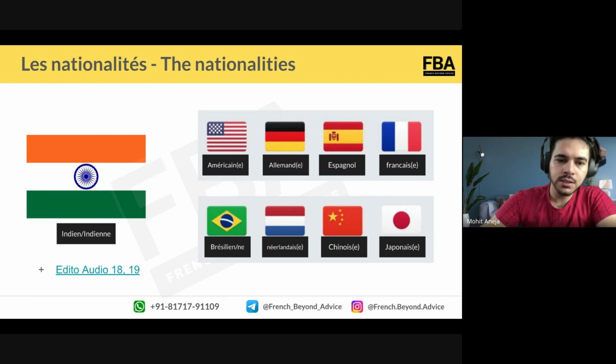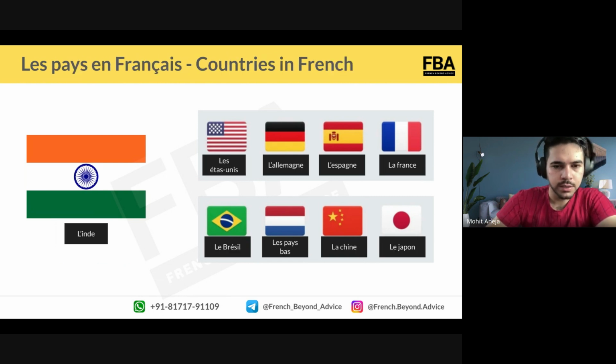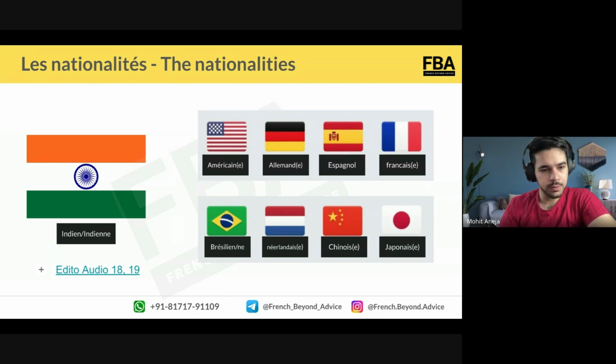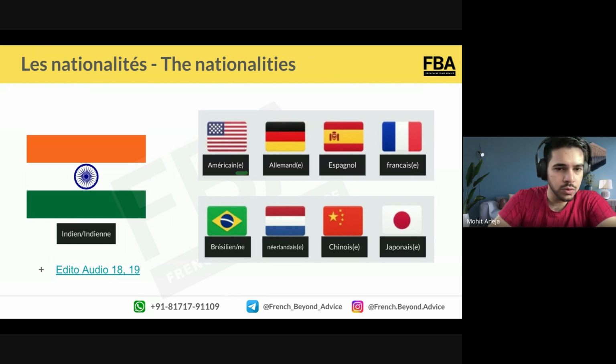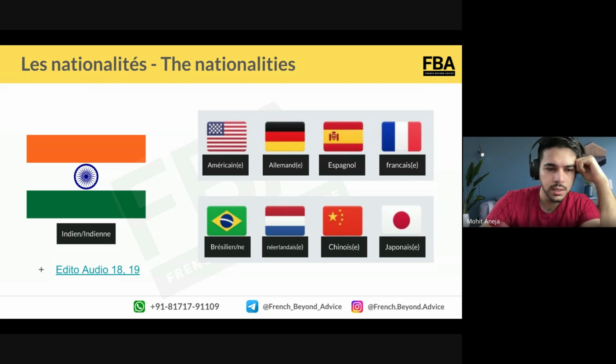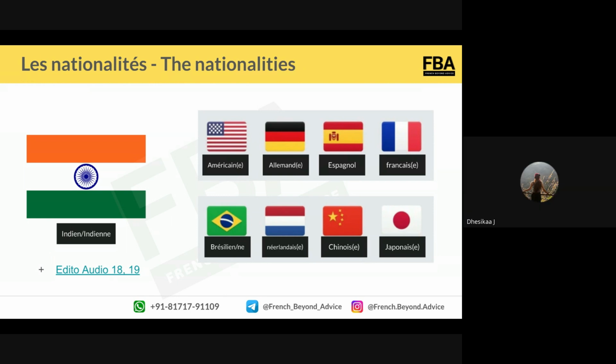Again I've done the same thing for the countries that we learned on the last slide. We have the nationalities of the same countries. If I were from India, what would I say? Je suis indien, and if I were female, I would say je suis indienne. So these parentheses are for those. Can you start? Just say je suis and then say the nationality. Je suis indienne.